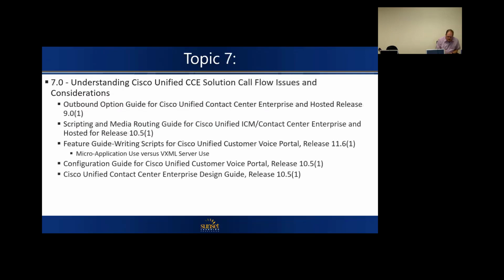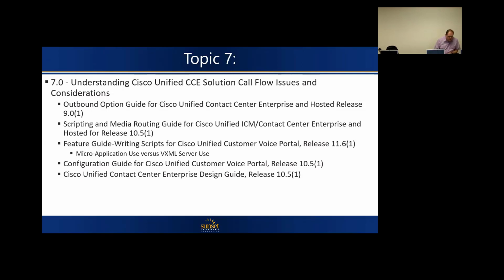Topic 7, understanding some call flow issues. For that one, I had to go back and actually look at the outbound option guide for UCCE 9 to find some information referencing the topic on some of the issues to avoid. Actually, that's the one that Cisco referenced on their website. I didn't go back to that one. That's the one Cisco referenced.